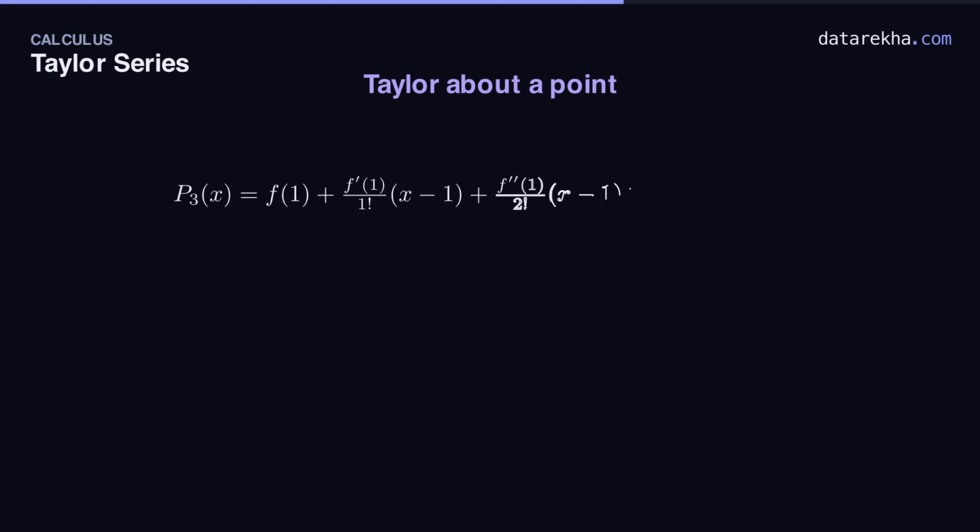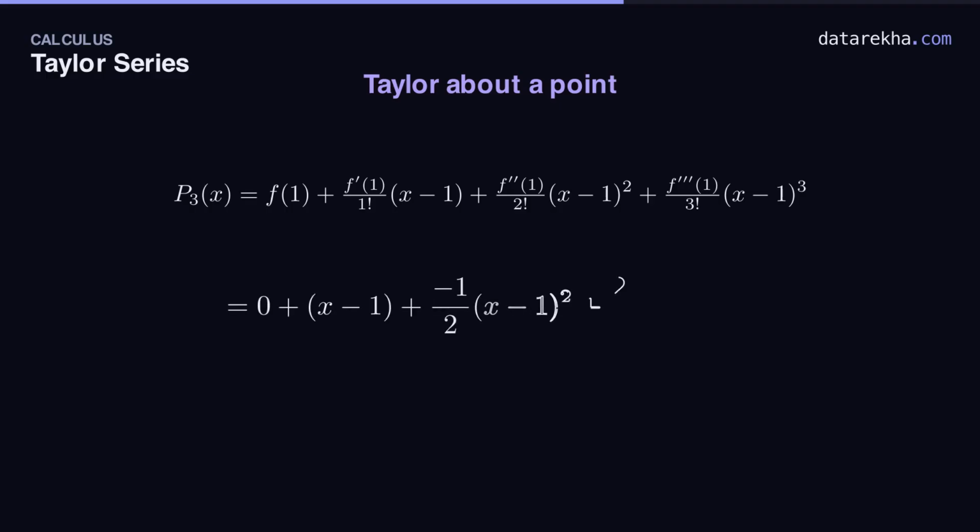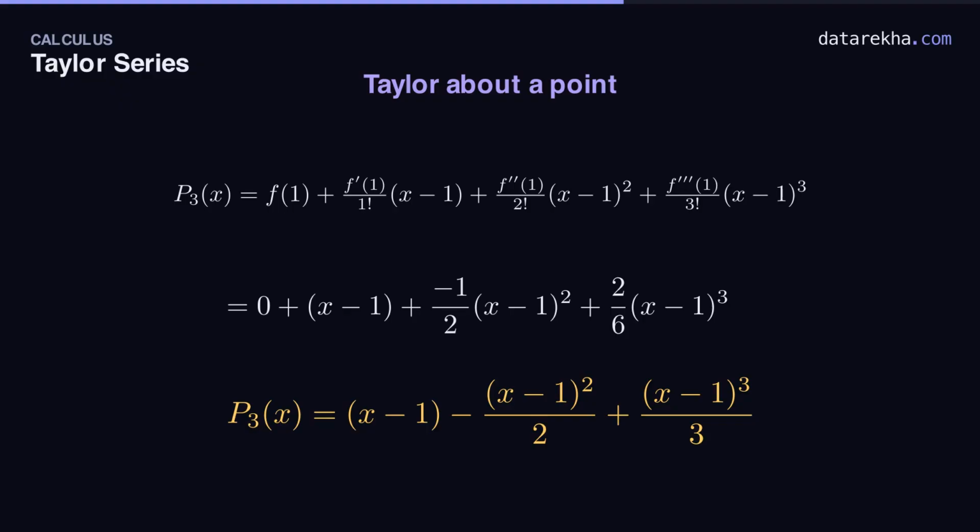Slot them into the Taylor formula, remembering the factorials underneath. 2 factorial is 2, 3 factorial is 6. Substitute the values. 0 plus x minus 1 minus a half x minus 1 squared plus 2 sixths, which is 1/3, x minus 1 cubed. Tidy it up, and there's our answer. X minus 1 minus x minus 1 squared over 2 plus x minus 1 cubed over 3. A polynomial that mimics the log beautifully near x equals 1.